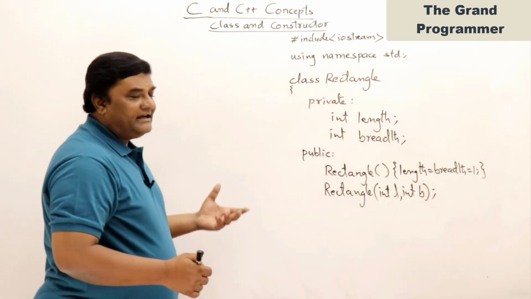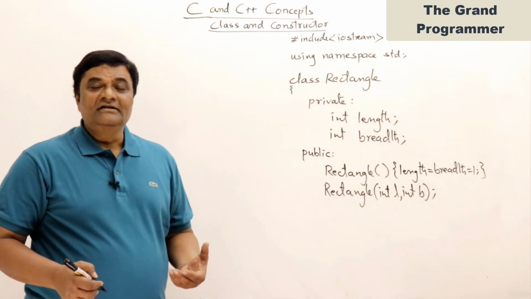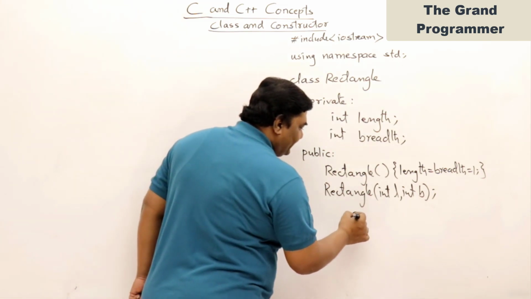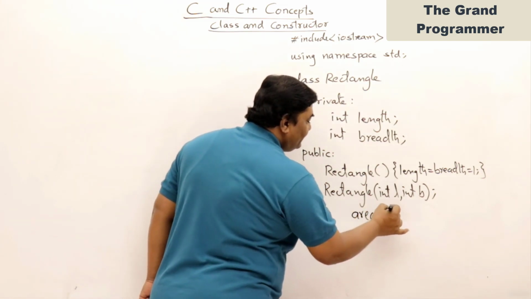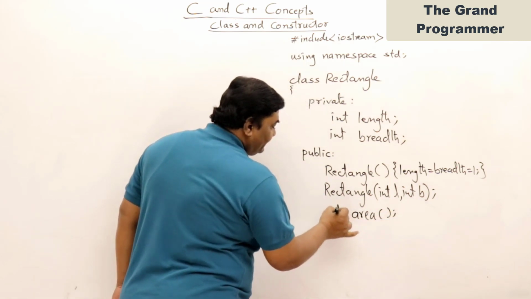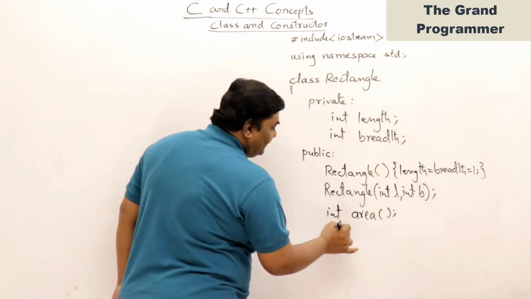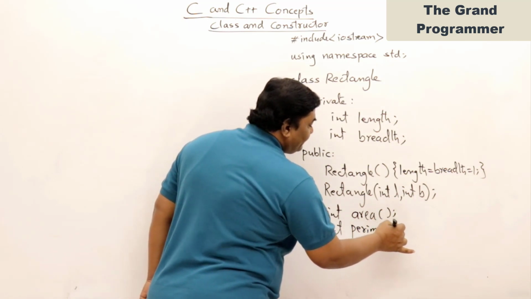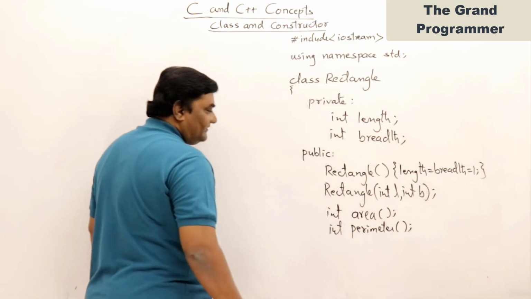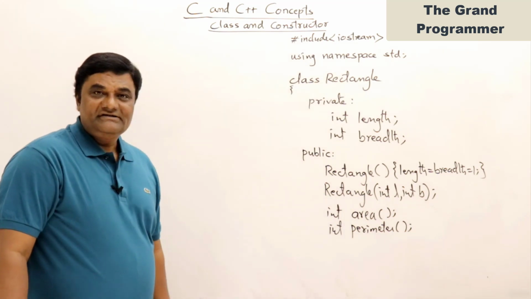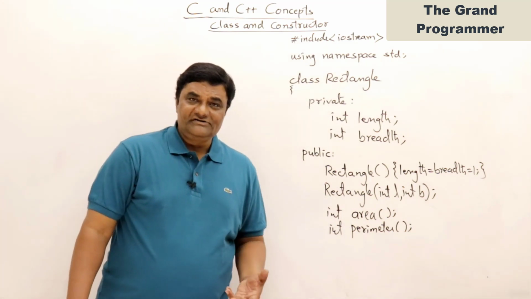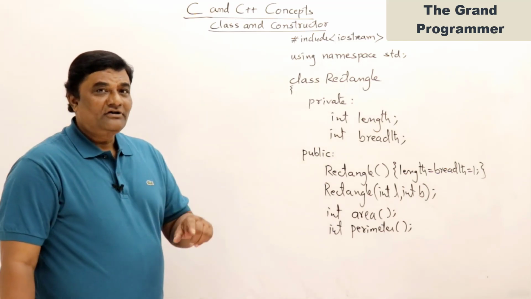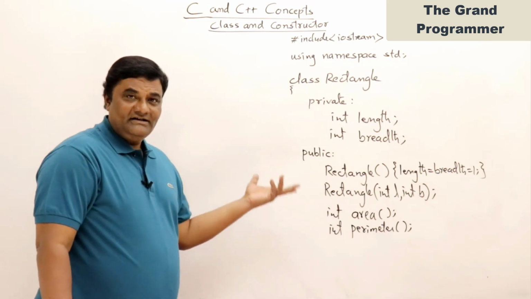Now next, for a rectangle, I may need functions like calculating area or calculating perimeter. The next function I should have is the area function, which should return a result of integer type. Then one more, integer perimeter, which returns the perimeter of a rectangle. Now these two types of functions are there. If you want to have other functions like get and set functions, you can write them. I will show only for length and breadth, you can add them.